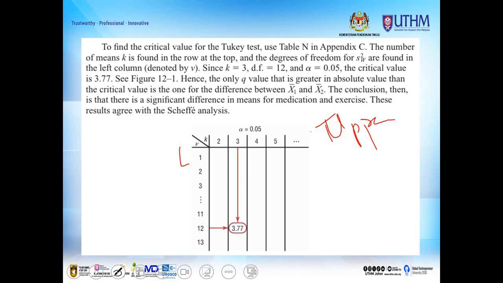So the conclusion then is that there is a significant difference between the means of medication and exercise. This result agrees with the Scheffé analysis. Previously, the Scheffé analysis also found x1 versus x2. Same thing for the Tukey test as well. So we got the same answer.